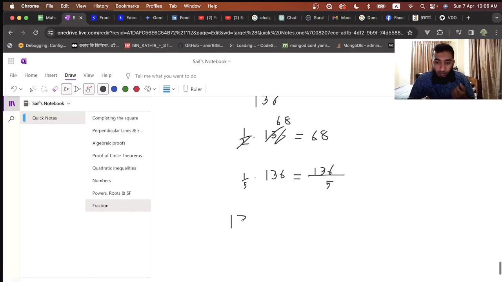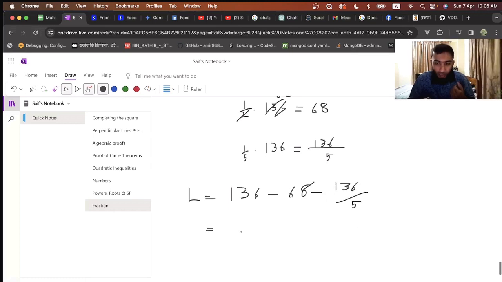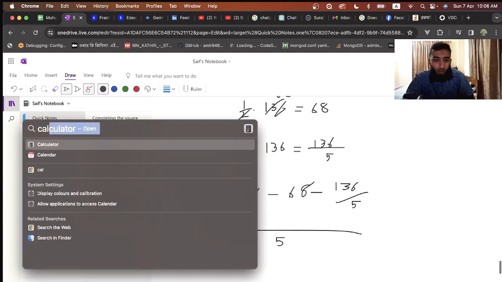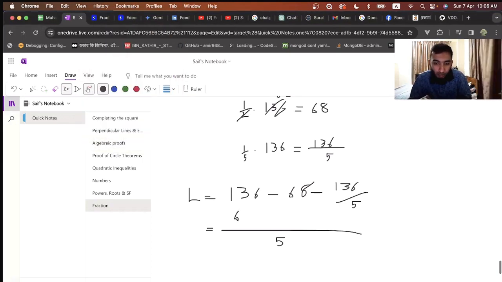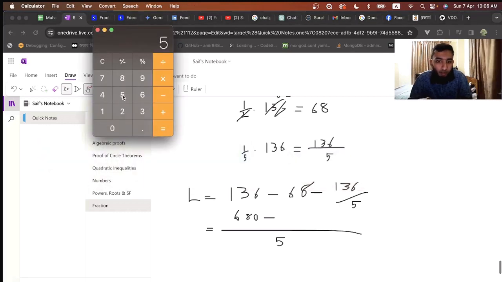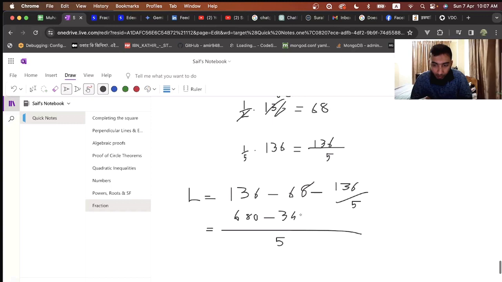The amount that is left, L, is 136 minus 68 minus 136 by 5. If I simplify this, let's say 5 multiplied by 136 is what? 680. So 680 minus 5 multiplied by 68. 5 multiplied by 68 is what? 340. So 340 minus 136.